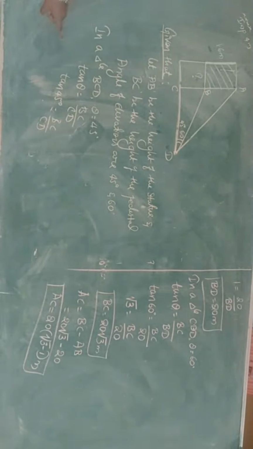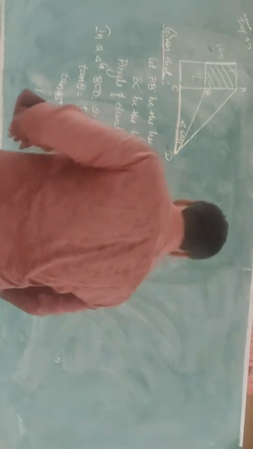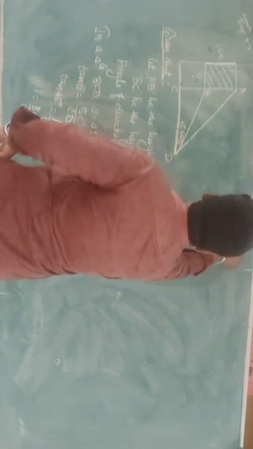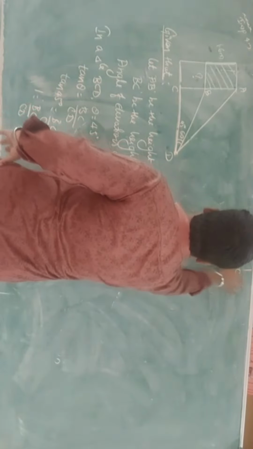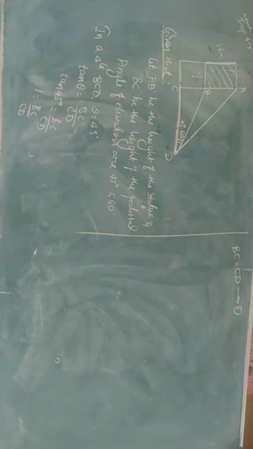So tan 45 degrees is 1. So 1 is equal to BC upon CD. We can write BC is equal to CD. So BC is equal to CD. Call it equation number 1. Afterwards it will come in useful. Okay, so next, one more triangle we have.